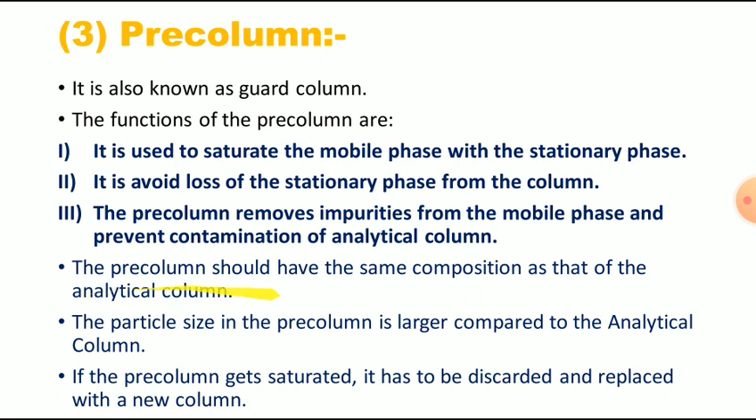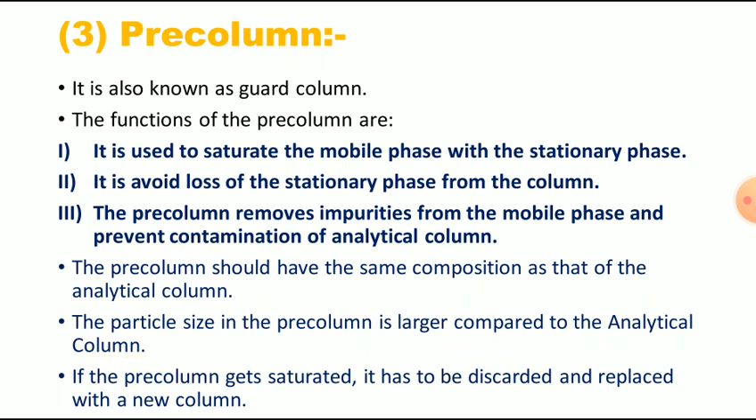The pre-column should have the same composition as that of the analytical column. The only difference between the pre-column and the analytical column is what? The particle size in the pre-column is larger as compared to the analytical column.